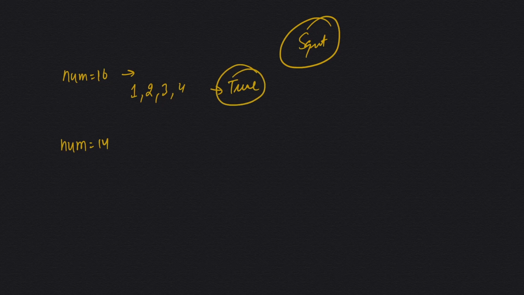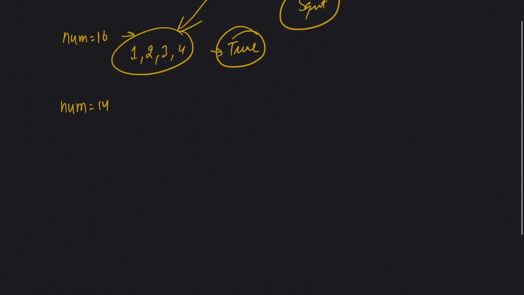But this is not an efficient way. So what is the optimal way? The optimal way is using binary search. And for binary search, we need to take a while loop. Now the question comes, how are we going to use our while loop? We'll make our 2 pointers, left and right. So what will be our condition?